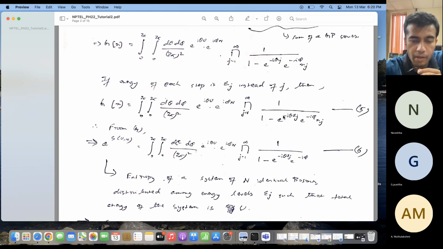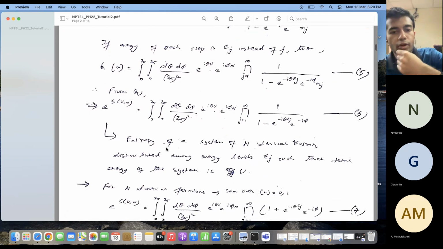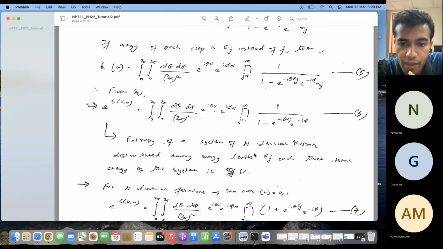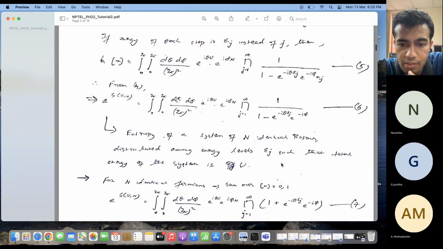So if I put x equal to 1, I will get the total number of microstates, and that will be basically the exponential of my entropy. So in this way, I can write an analytic form of the entropy for marbles on an infinite staircase. And what you will see is that this is nothing but the entropy for a system of n identical bosons which are distributed among the energy levels epsilon j such that the total system energy is U.